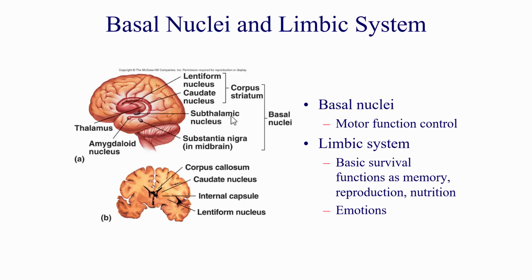Then we have the subthalamic nucleus, which is also part of the basal nuclei, and the substantia nigra, which is in the midbrain. Substantia nigra has an important clinical aspect to it. In patients with Parkinson's disease, you'll notice that the substantia nigra is very diminished, and that probably plays a role in some of the tremors that those patients have.